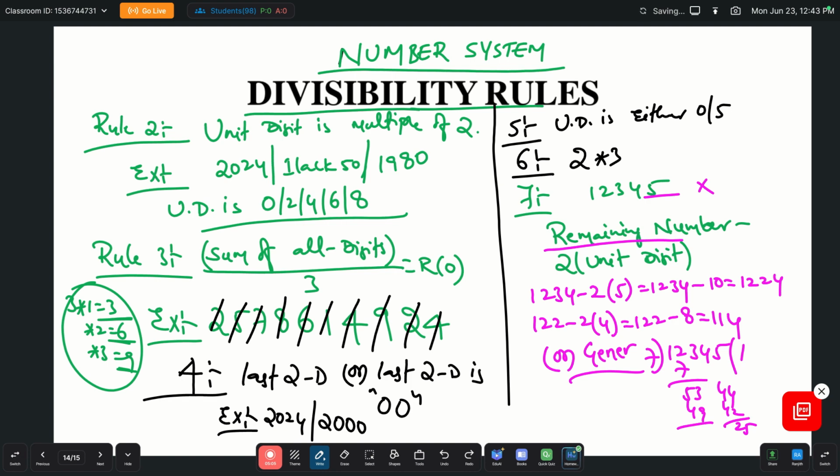If you go with this method, we need to remember the concept of remaining number minus 2 times the unit digit. It will take more time. The general method takes less time, so we'll go with the normal method only. Okay.